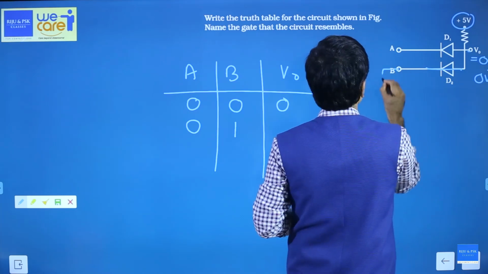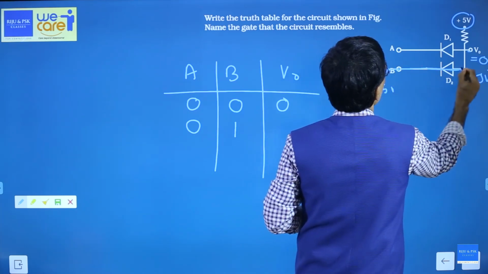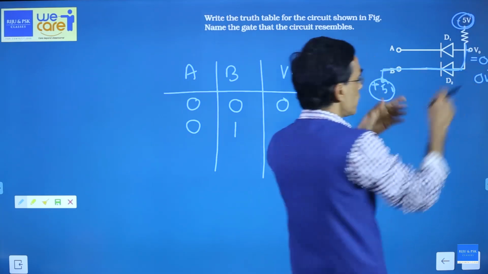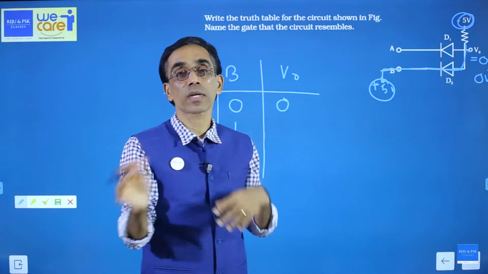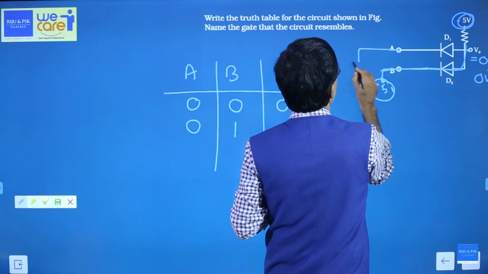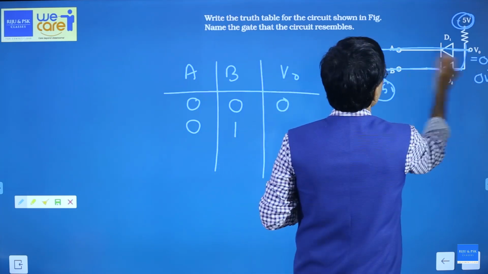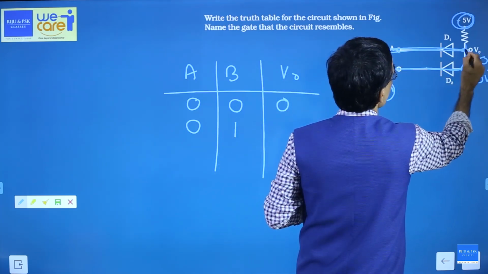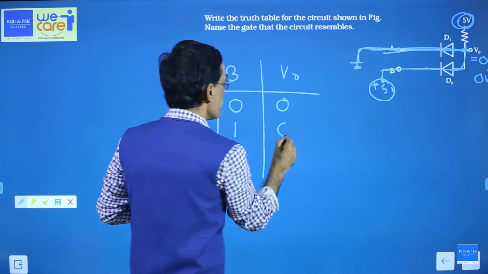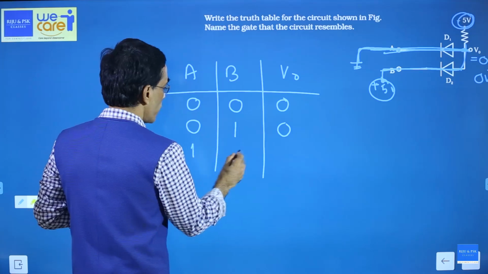If B is connected to +5 volt, then the diode has +5 on this side and +5 on this side. So both sides at high potential means the diode will not conduct. But A is connected to the ground, so this diode will conduct. If this diode is conducting, this point is connected to the ground through that diode, so this will become 0 volt.